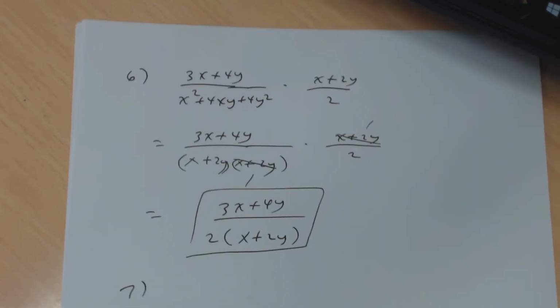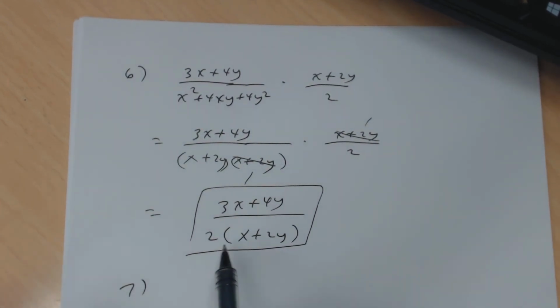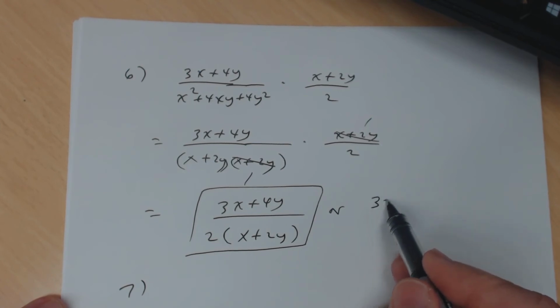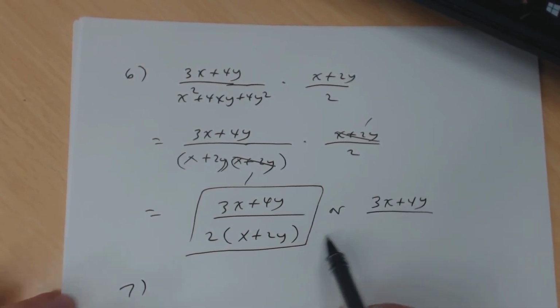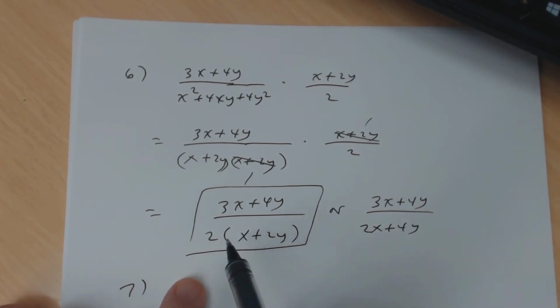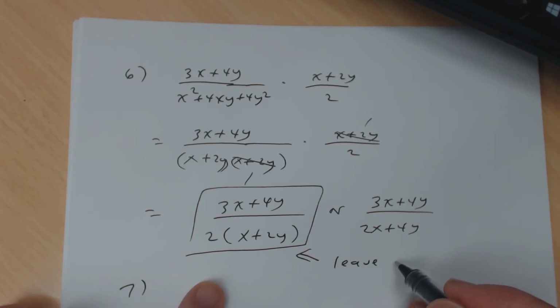Now, just to be clear, if you did distribute, there's nothing wrong with that, but leave it in factored form. It's better if you leave it as it is. So if you want to say 2x plus 4y, that's fine, but leave it in factored form. It is better if you do that.